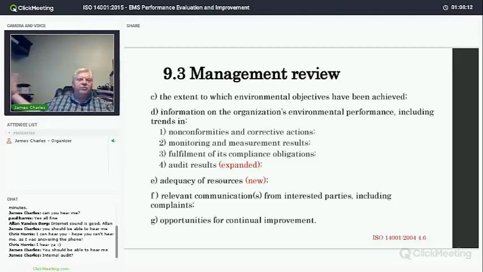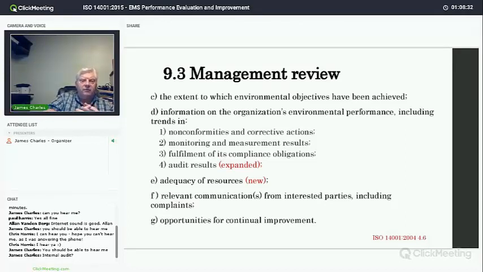The extent to which we've met the objectives. So we set objectives last year. Did we achieve them? It should be very simple discussion. We set the objective to reduce electrical usage, and we achieved it or we didn't achieve it. Information on our environmental performance.